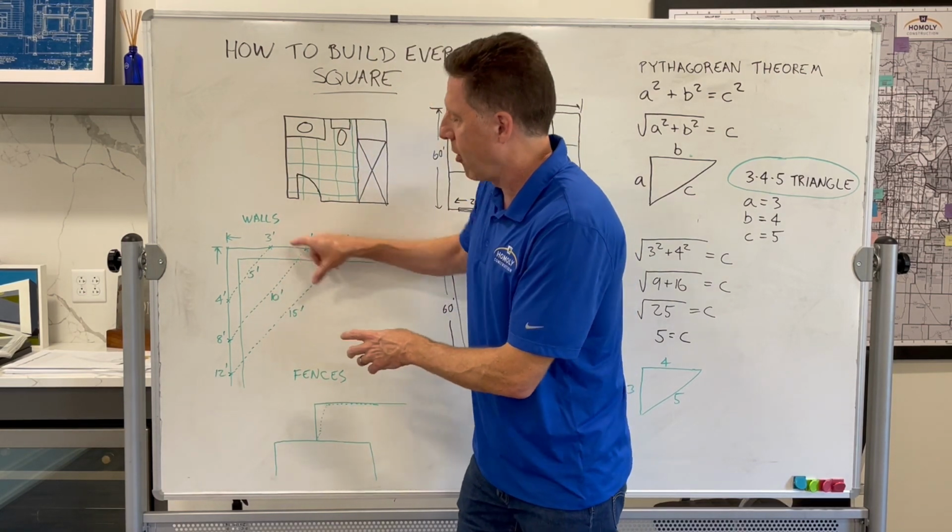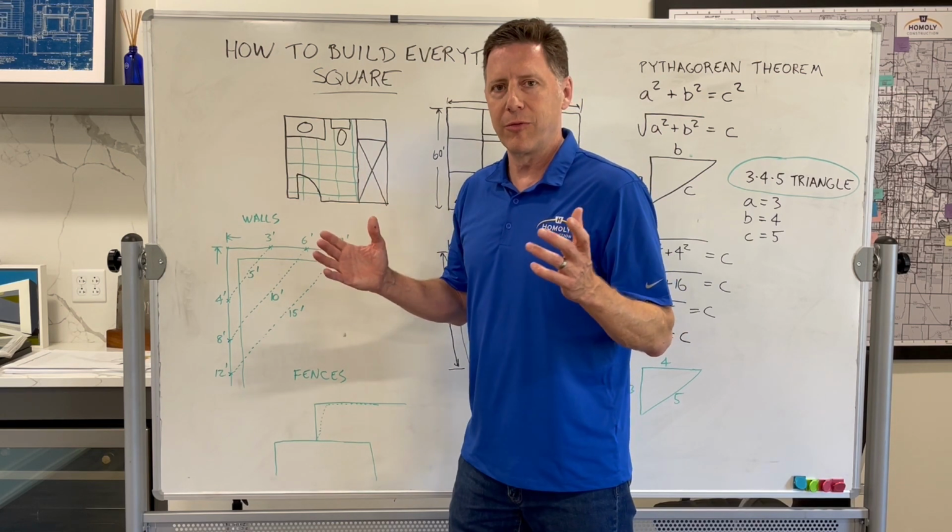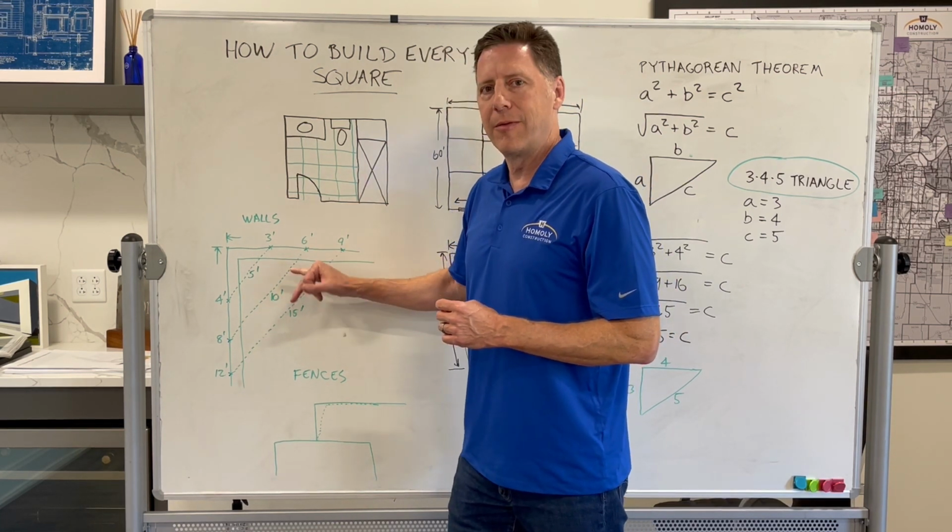So if you do that on all the corners around the house of a foundation or any walls you're framing or anything at all that you want to be square, you will always make it dead perfect square.